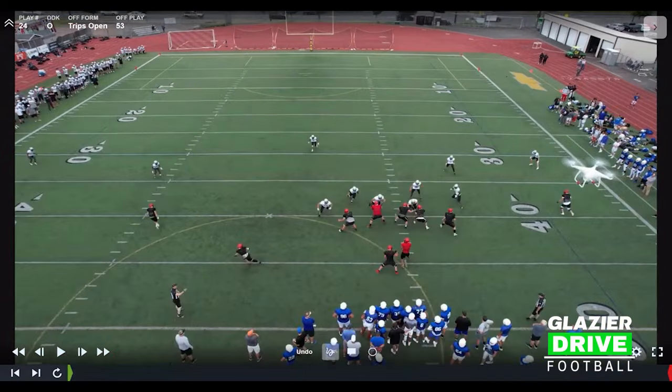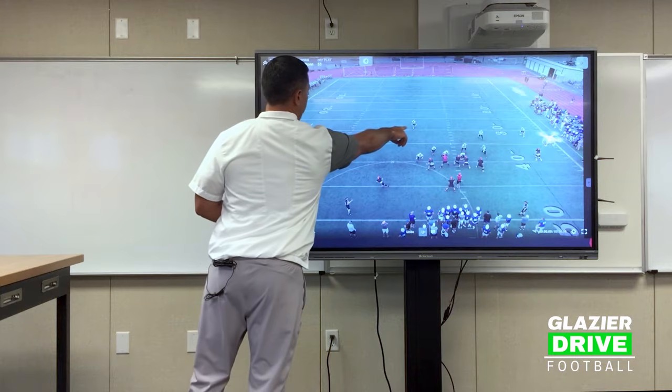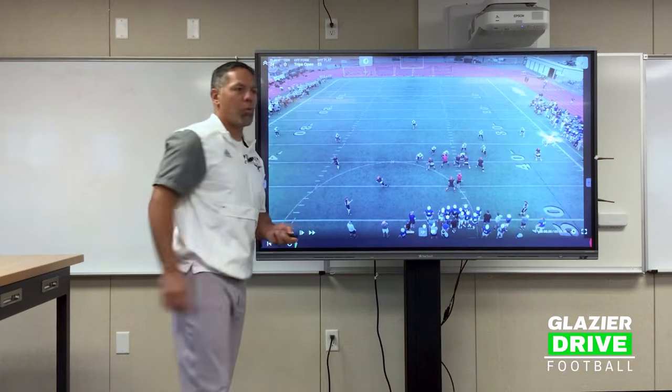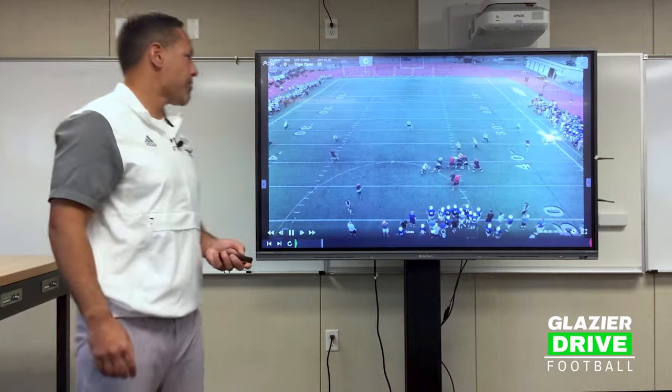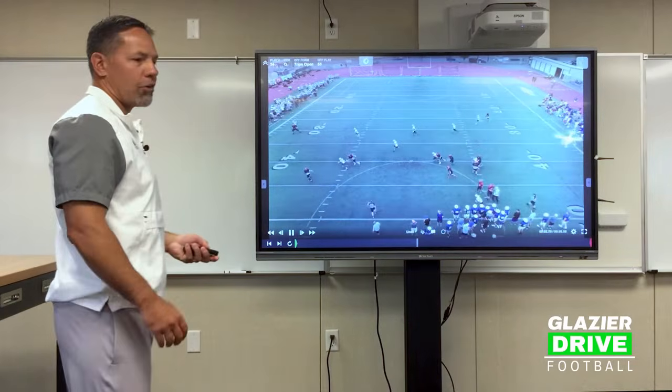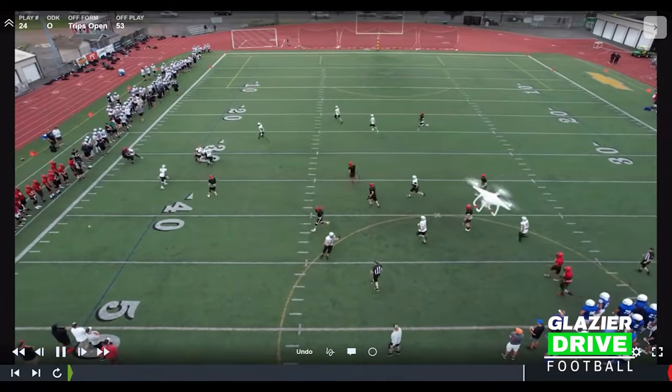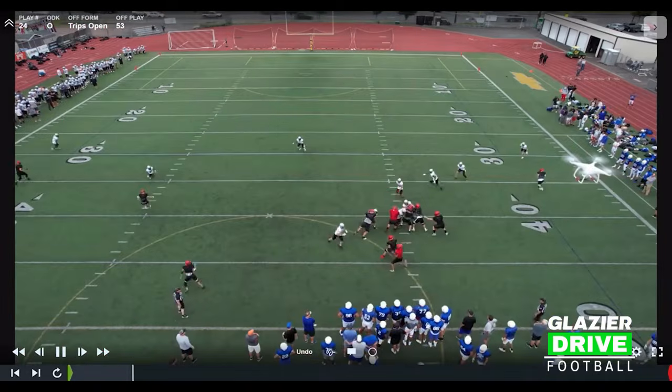And if you see, we're expecting this player to beat that player in open space one-on-one. That's an emphasis of ours. Don't get tackled in space by the guy we expect you to beat. A couple extra yards there.